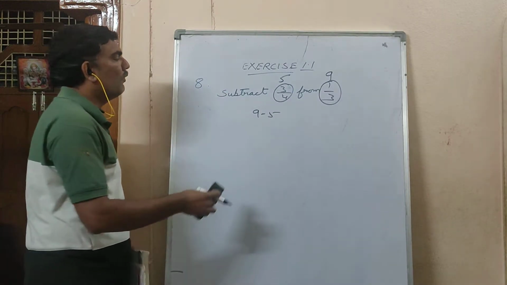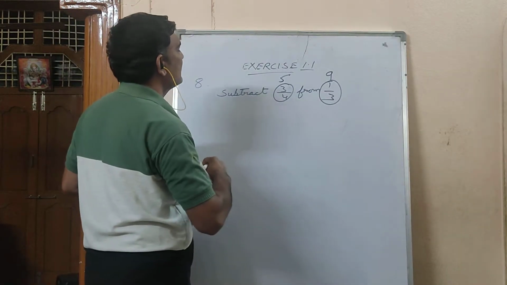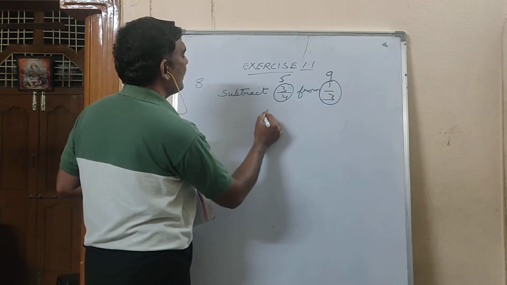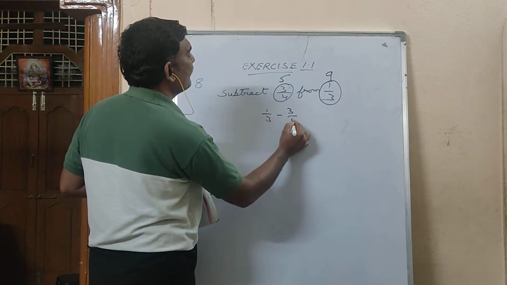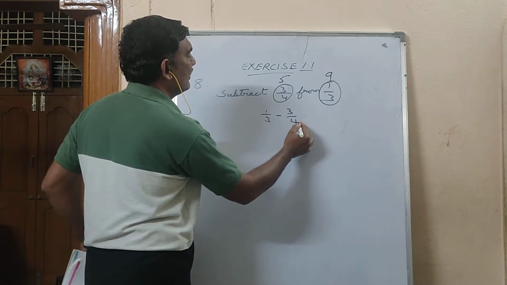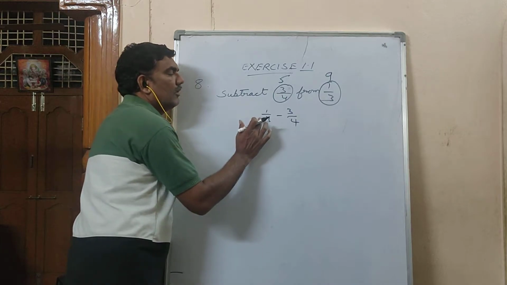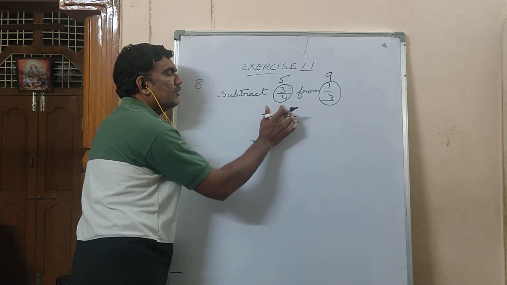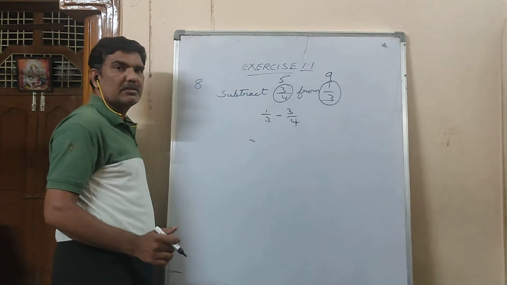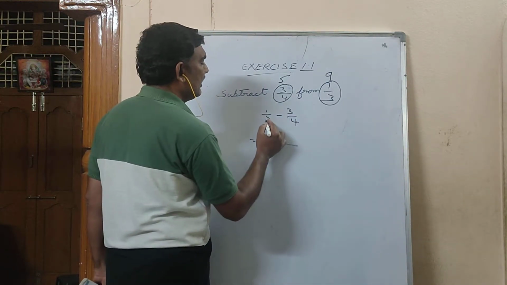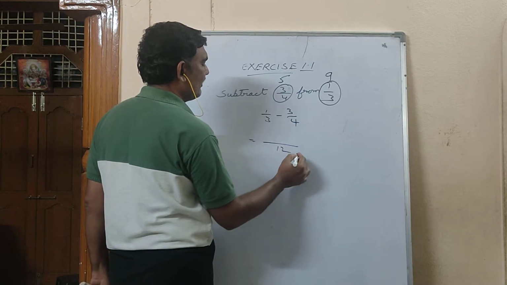So what is the correct one now? Subtract 3 by 4 from 1 by 3 means I have to write 1 by 3 minus 3 by 4. This is the correct one. Now subtractions. Don't do numerator minus numerator, denominator minus denominator. To do subtraction or addition for fractions, I have to take the LCM. LCM for 3, 4 is 12.